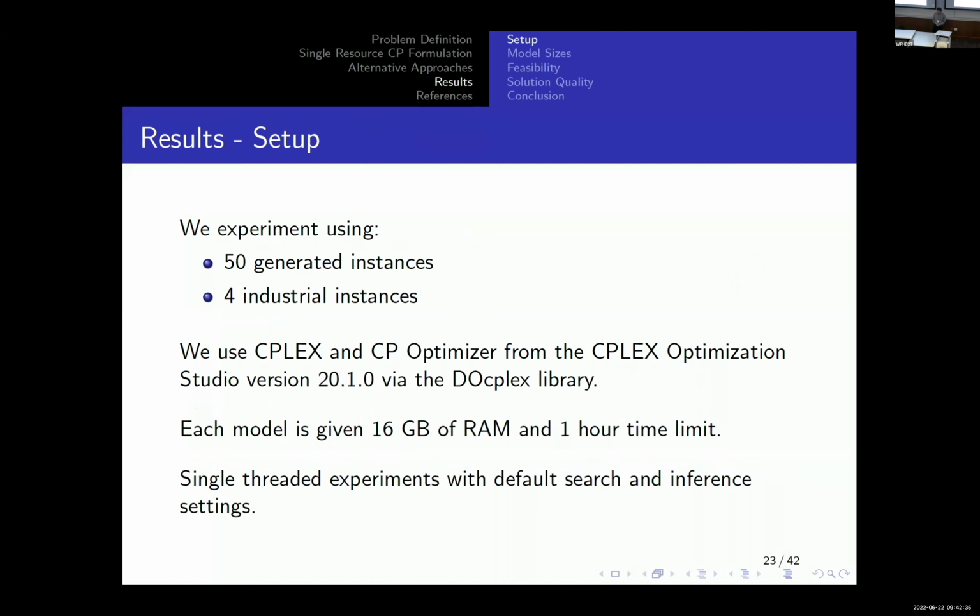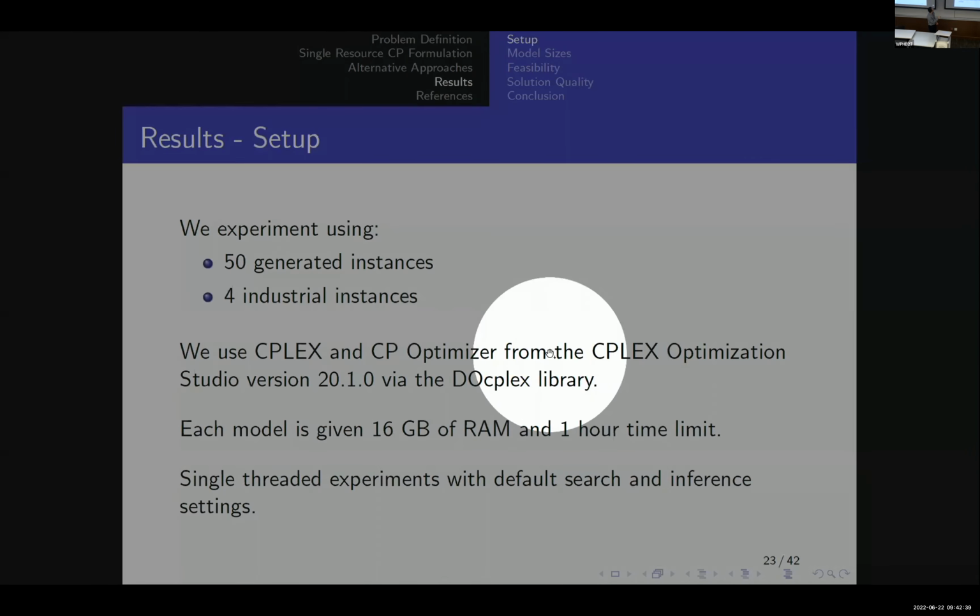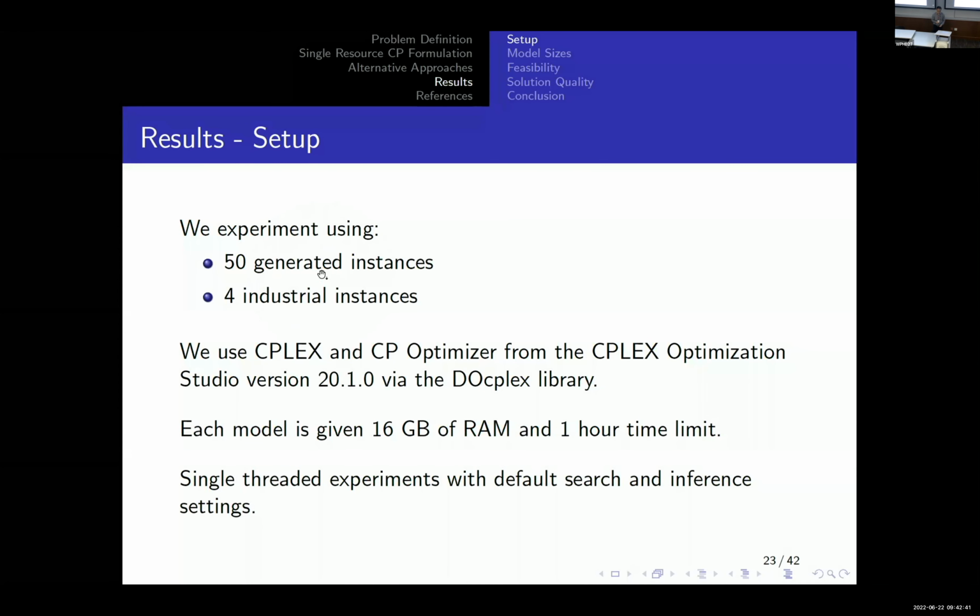Okay, so now let's dig into the results. We're experimenting with 50 generated instances and 4 industrial instances provided by our industrial partner. We use CPLEX and CP Optimizer from IBM CPLEX Optimization Studio, accessed via the Python docplex library. Each model is given 16 gigabytes of RAM and a 1 hour time limit, and all experiments are single-threaded using default search and inference settings.